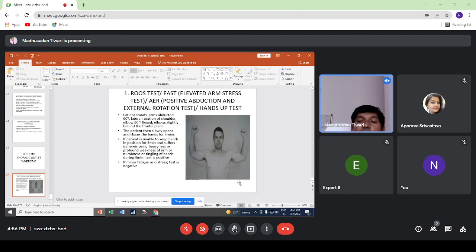The shoulder will be abducted to 90 degrees, the elbow flexed to 90 degrees, and tell the patient to make a fist and open the fist. What will happen? The patient slowly opens and closes the hand for 3 minutes. If the patient is unable to keep the hands in this position for 3 minutes and suffers ischemic pain, heaviness, profound weakness of the arm, or numbness or tingling of the hand during these 3 minutes, the test will be positive.